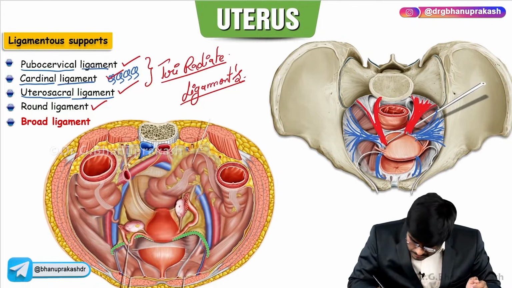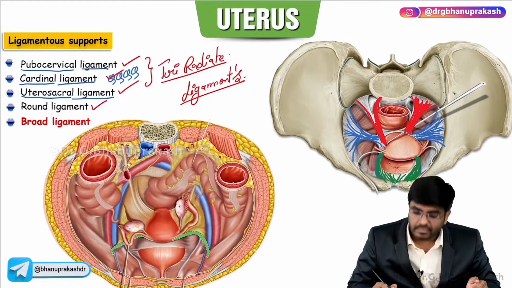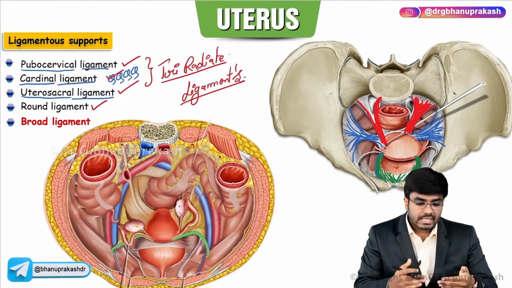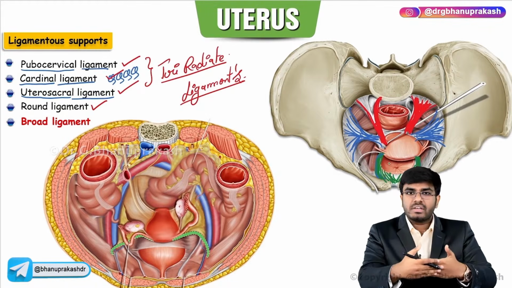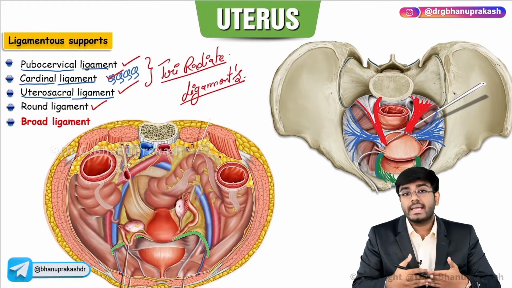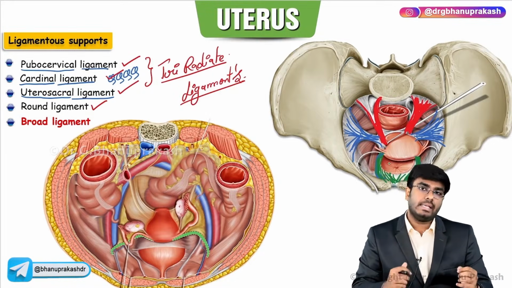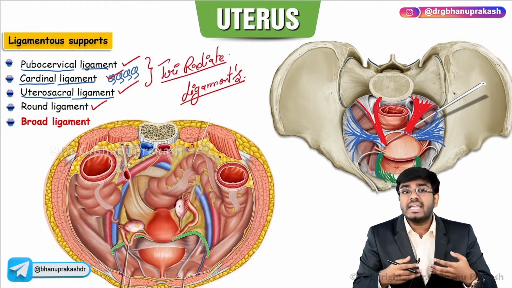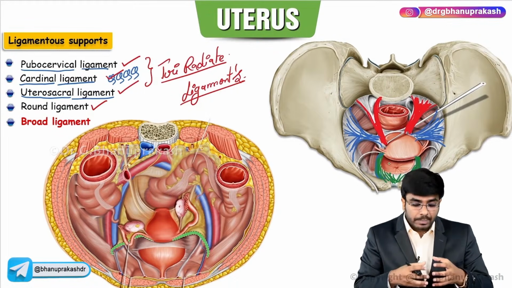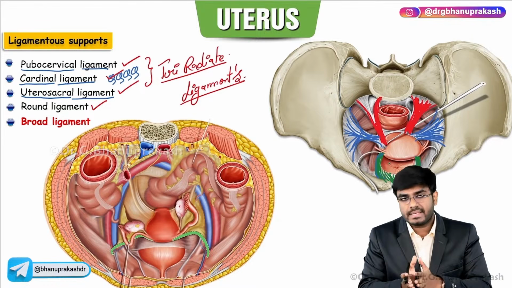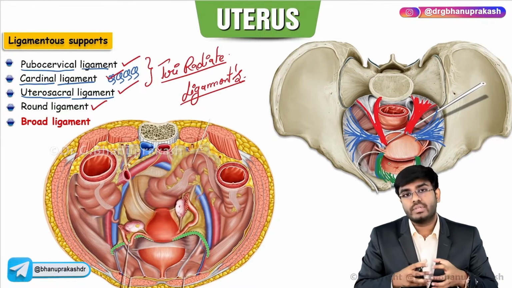Pubo means anteriorly towards the pubis, and posteriorly towards the cervix. So the tri-radiate ligaments means from three directions: pubocervical anteriorly, uterosacral posteriorly, and from the sideways the transverse cervical or cardinal ligaments. So from three sides, the tri-radiate ligaments are keeping the uterus in its place. They are the supports for the uterus.